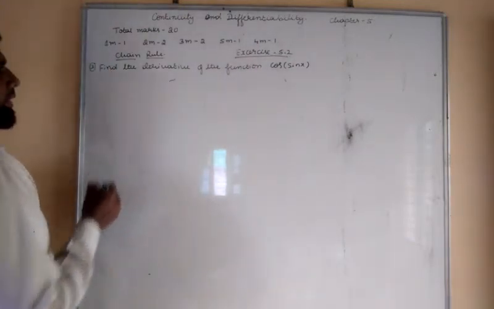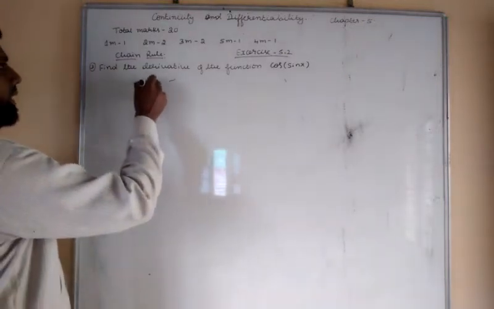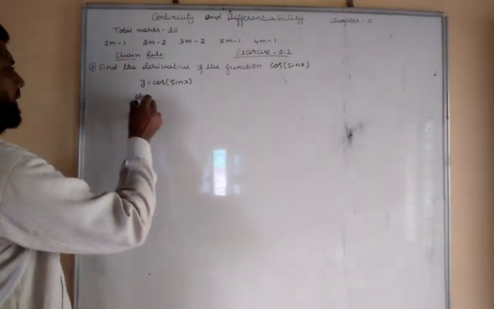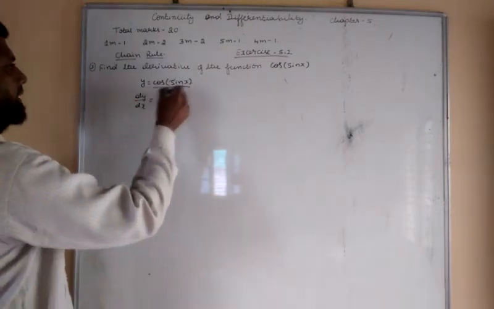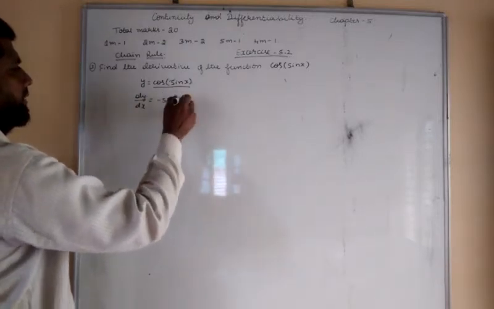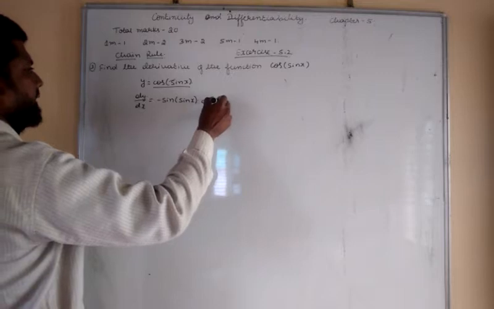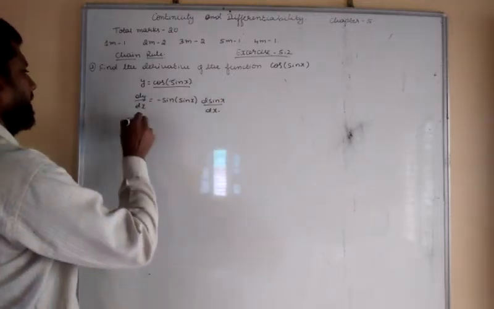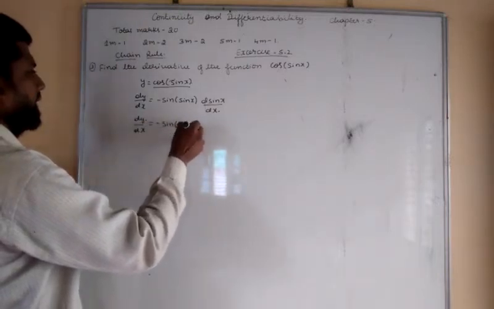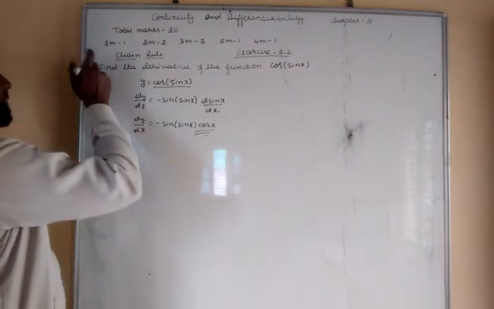Cos of sine x. I already solved the problems on the chain rule in the previous classes. So y is equal to cos of sine x. Differentiation of y with respect to x: cos x differentiation is minus sine of sine x. Again, in the place of x there is sine x, so differentiate it. Then dy by dx is equal to minus sine of sine x, then cos x, since sine x differentiation is cos x. So let us go for the next problem.